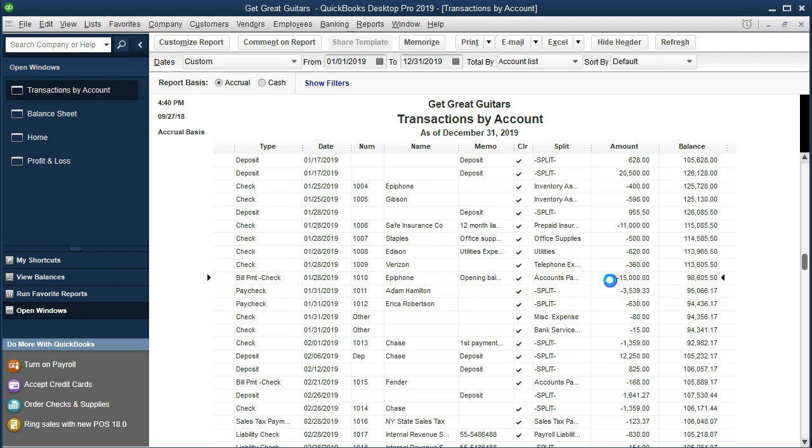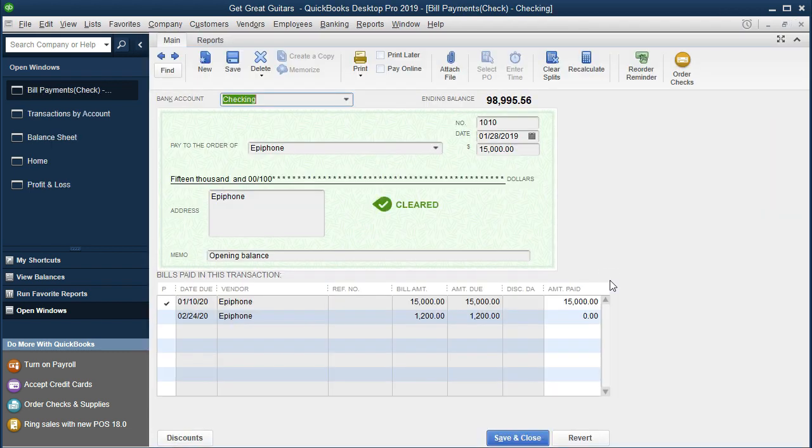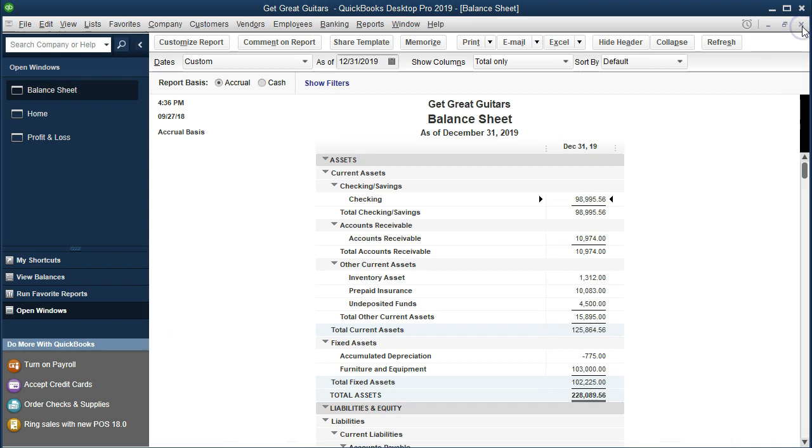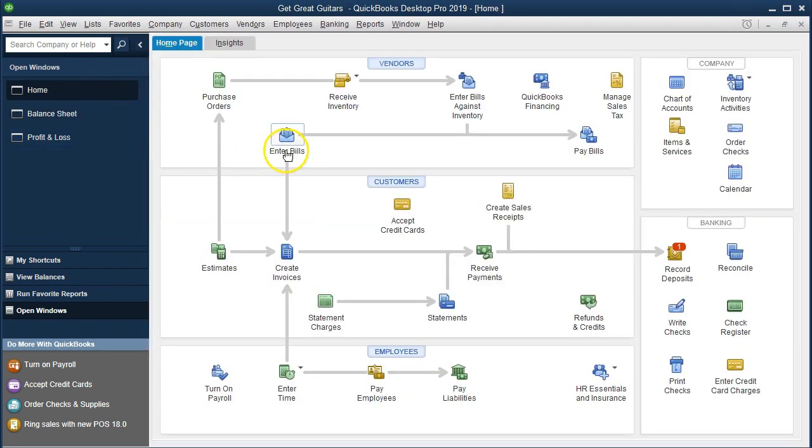If we double click on it, it doesn't go to the same input screen. It goes to just a check screen. But we wrote this check through that input screen, and then it generated this check for it. So that's going to be the normal process. So I'm going to close this back out. I'm going to close this back out. And we'll go back to the home page in the open windows. That's going to be the normal process for the vendor section. We're going to enter the bills, pay the bills.